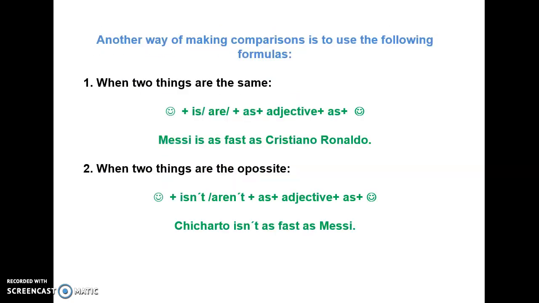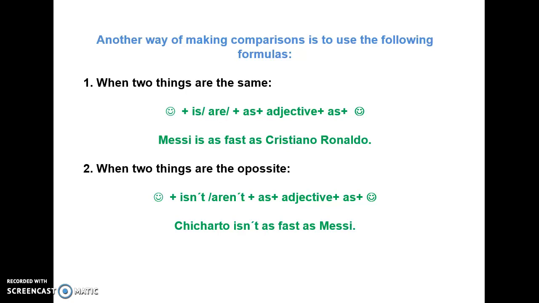¿Ok? Finally, guys, we are going to learn another form in which you can make a comparison. Okay? You are going to use it with the rules that we have here. When you have two things that are the same, you are going to use this formula: as subject, verb to be, as, adjective, as, and another subject. Here, guys, you are saying that two things are the same. For example, when you say, Messi is as fast as Cristiano Ronaldo. What I am saying here, Messi es tan rápido como Cristiano Ronaldo.